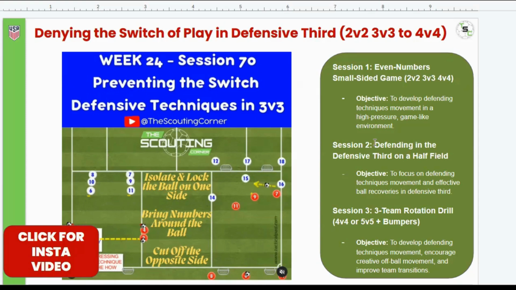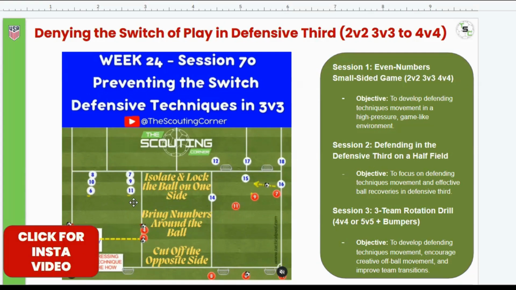And then on Thursday, a couple of days before the game, I usually do my 3-team rotation, where we have 3 teams with bumpers. So here we go. So we had a warm-up. Opposed, unopposed. So it's basically a defender passing the ball and immediately press the ball.